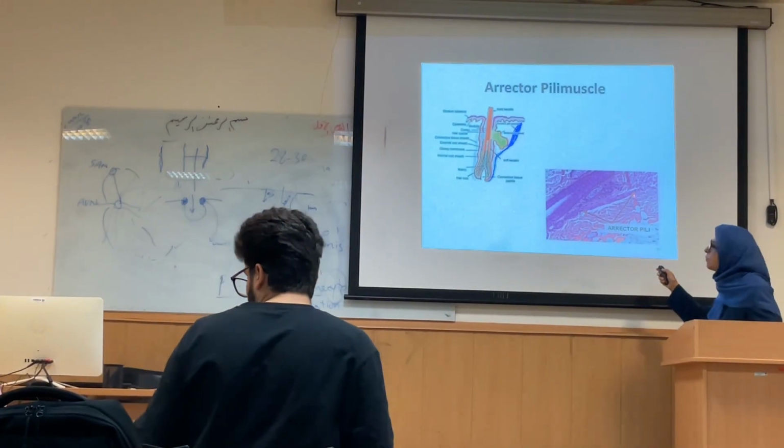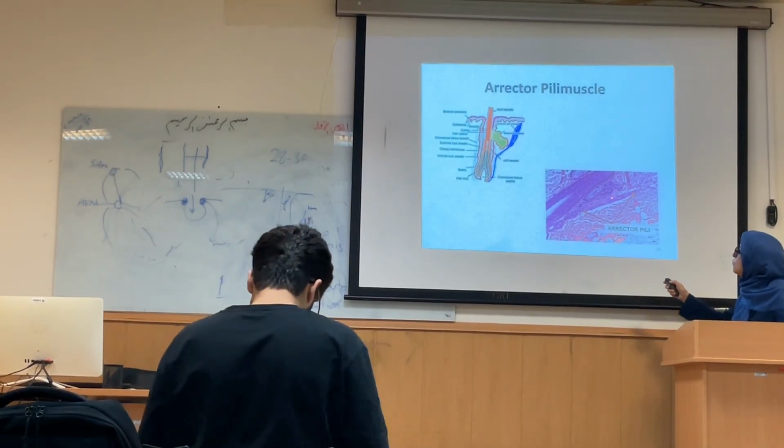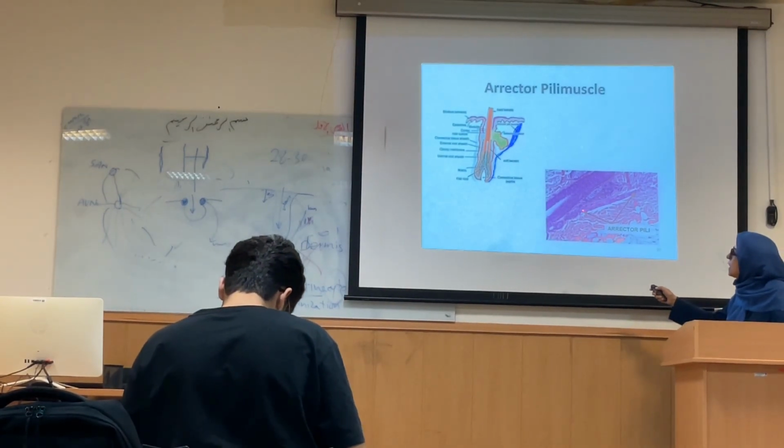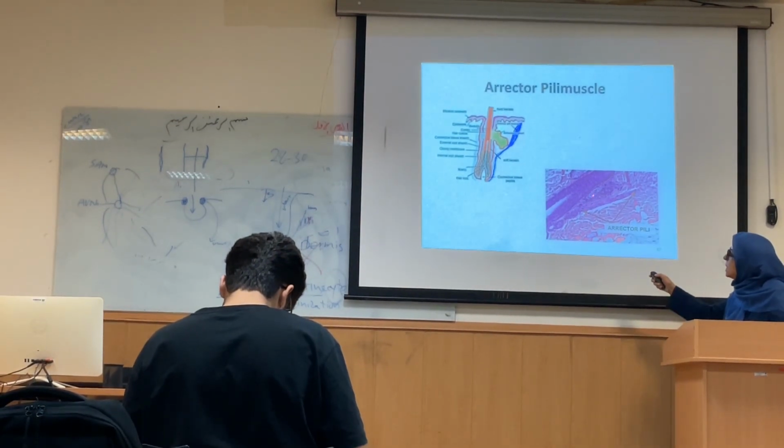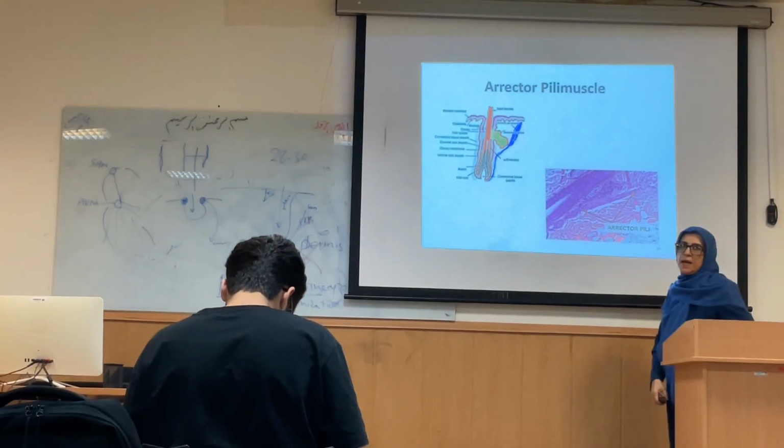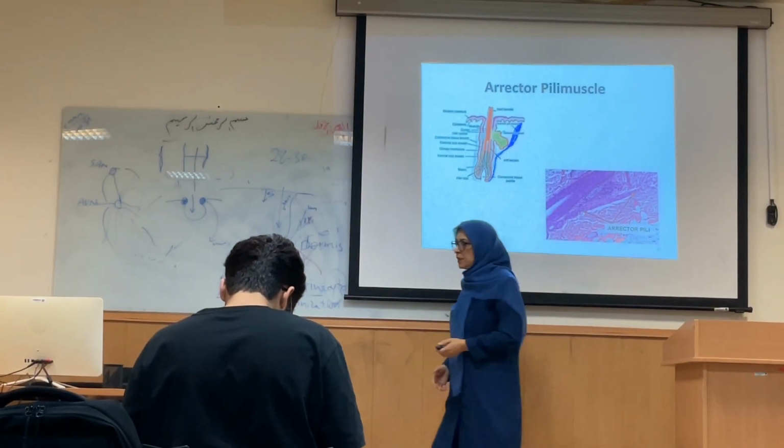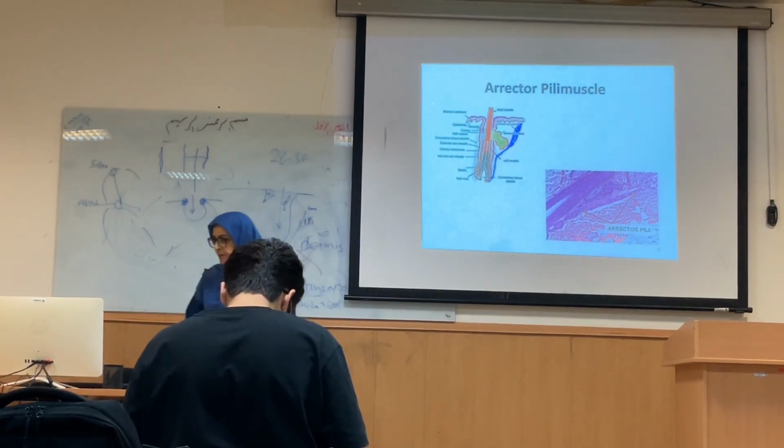Under the microscope, this muscle is a smooth muscle with a spindle-shaped nucleus located close to the hair. It is attached and located adjacent to the hair.